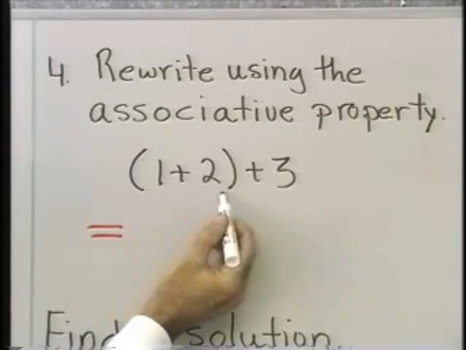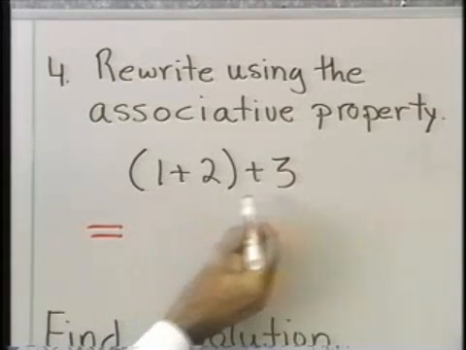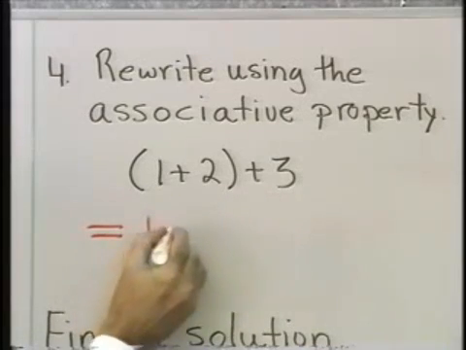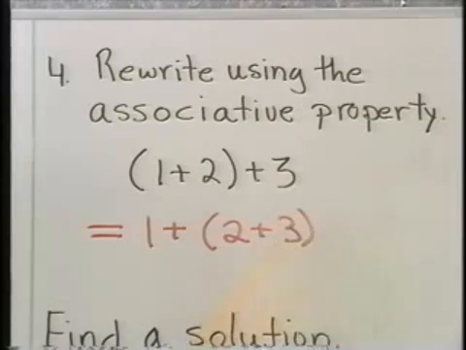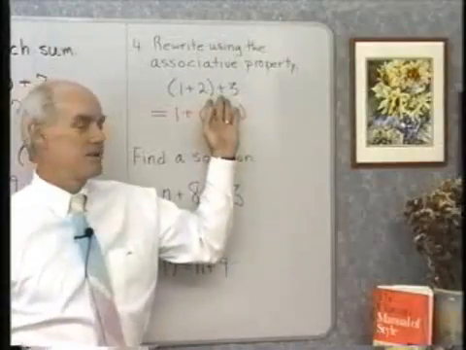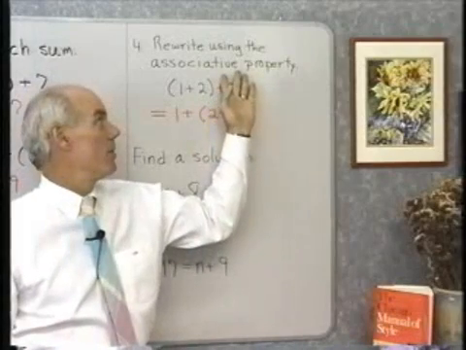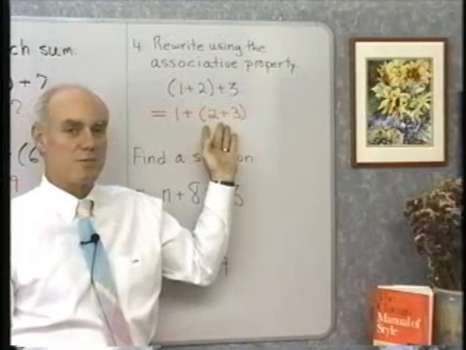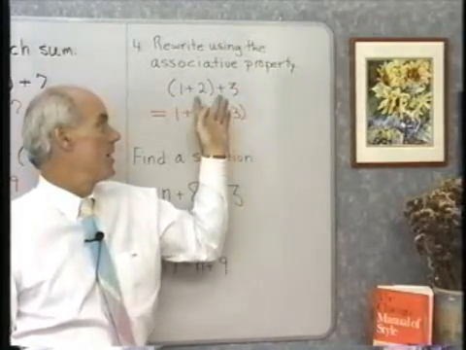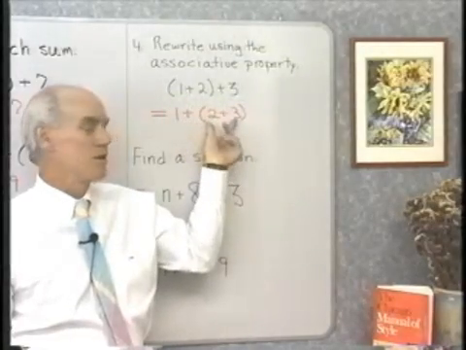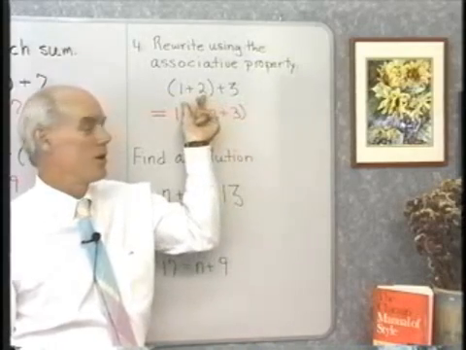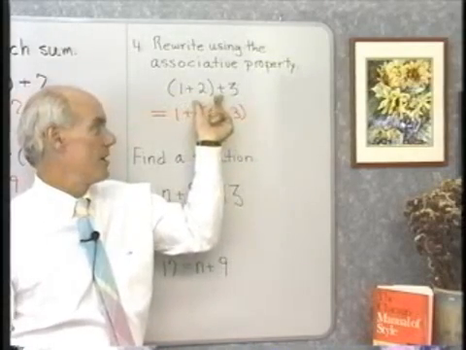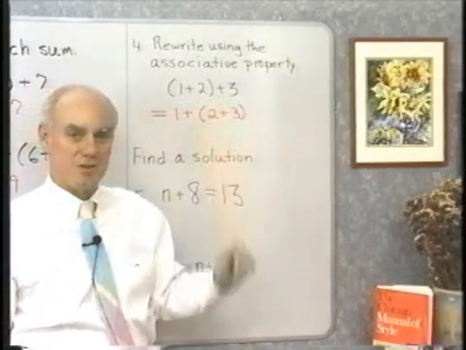So here 1 and 2 are grouped together, and then I add on 3. I'm going to rewrite that as 1 plus the quantity 2 plus 3, with 2 and 3 grouped together. Now again, we're not trying to simplify this expression. We're simply trying to apply this associative property to this expression. When I do that, I rewrite the expression as 1 plus the quantity 2 plus 3. So here the 2 and 3 are grouped together. Here the 1 and 2 are grouped together. The property that allows us to do that is the associative property.